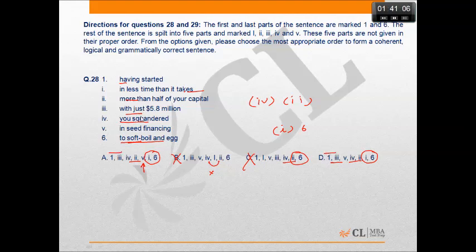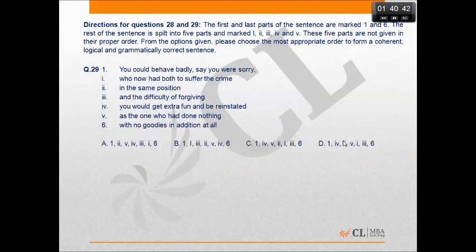Having started with just $5.8 million, 4 you squandered in seed financing. Having started, and this is 5. Having started with just $5.8 million in seed financing, you squandered more than half your capital in less time. Yeah, choice D.